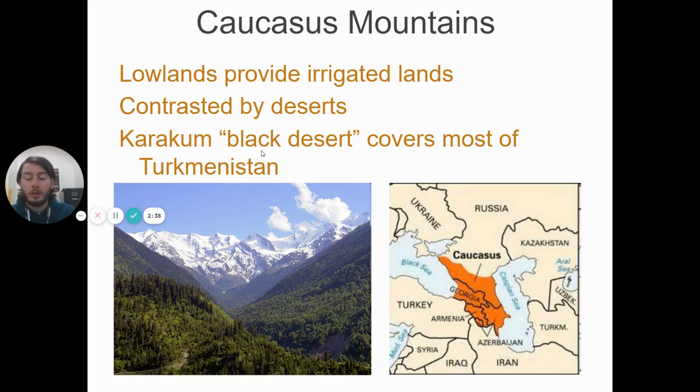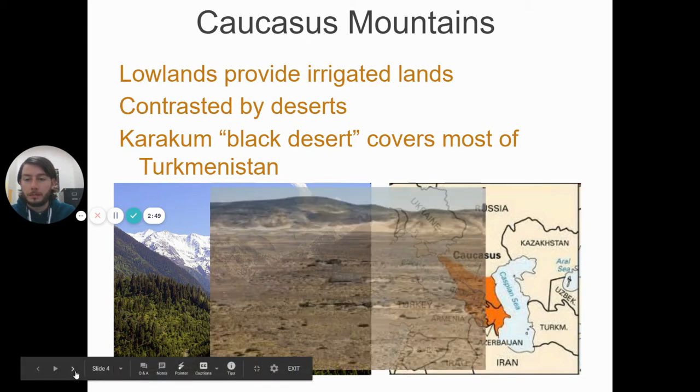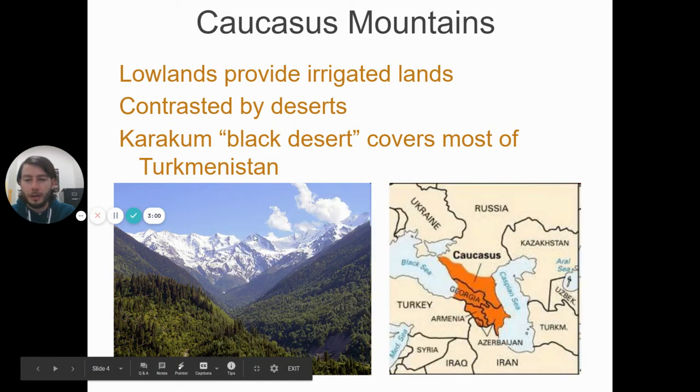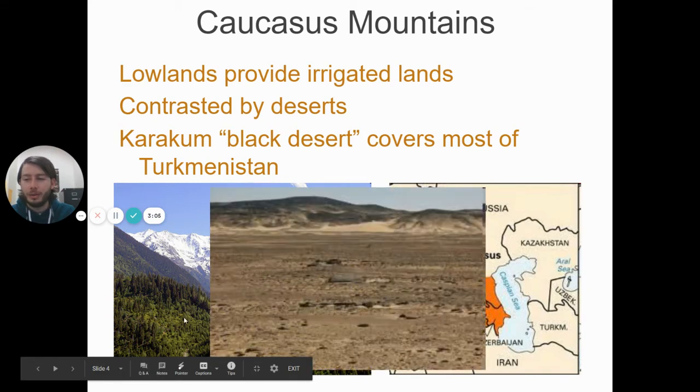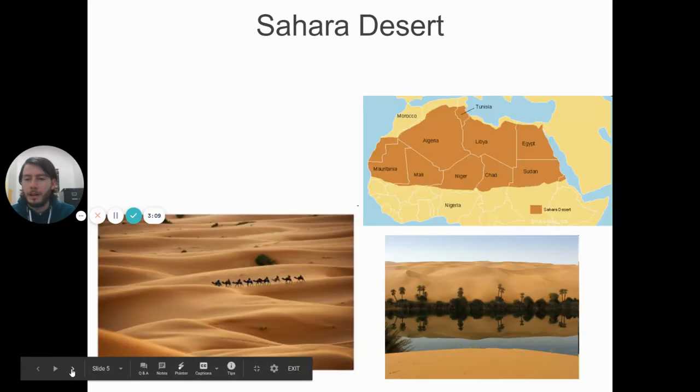The Karakum is known as the Black Desert. It covers most of the country of Turkmenistan, which you can see over here. This is what that Black Desert looks like. It kind of looks like Mars, like it's from another planet, which is pretty interesting, because this is what the lowlands look like, and then you also have this in the same region. It's really interesting how they could have such a contrast of landforms, right?